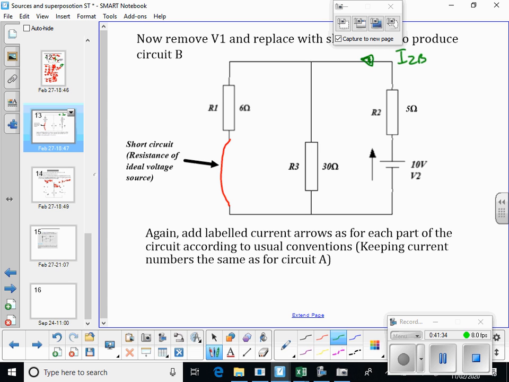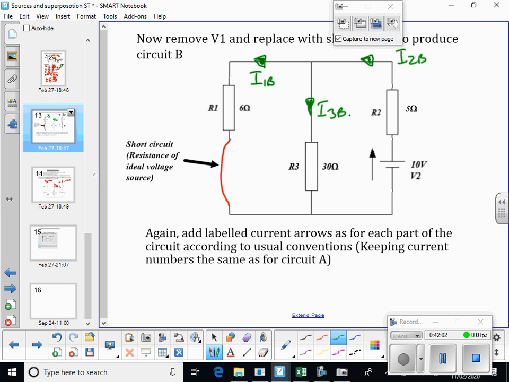What about in the middle leg? Down. I3B. And what about in the left leg? Down, or if we put it, we've got more room, right to left. Yeah, agreed?